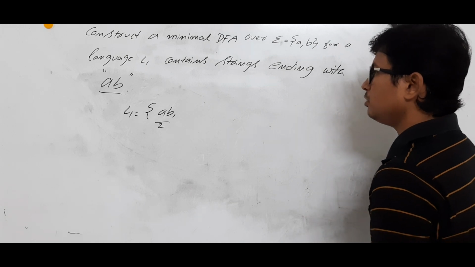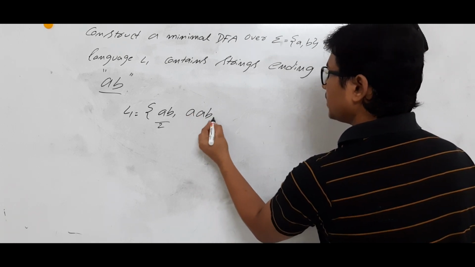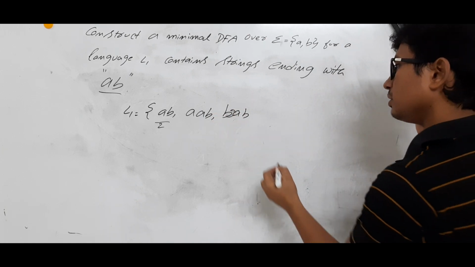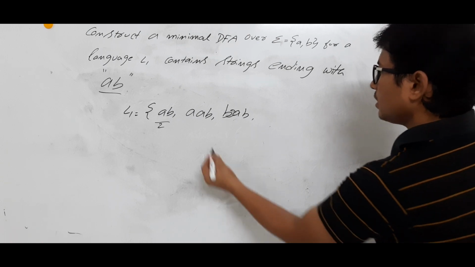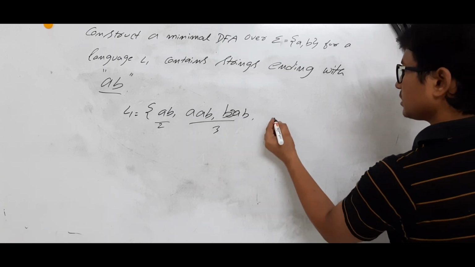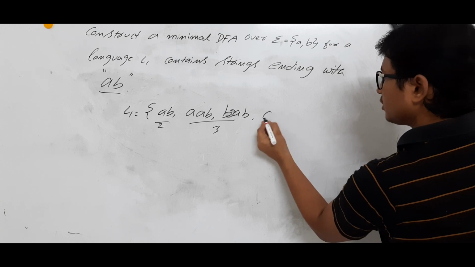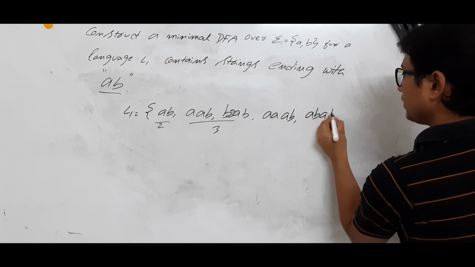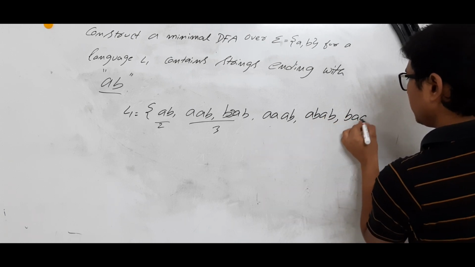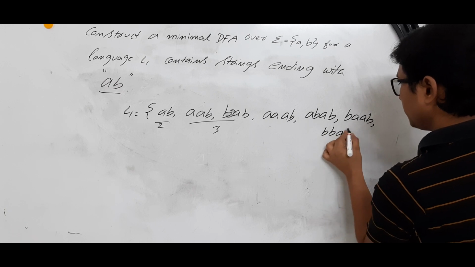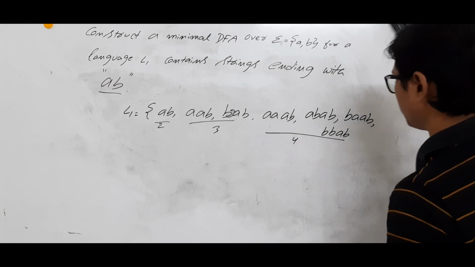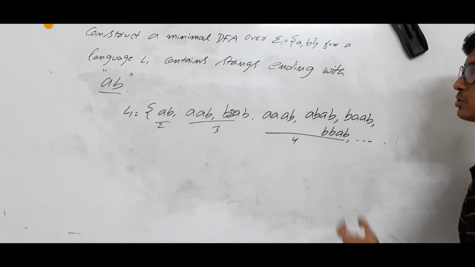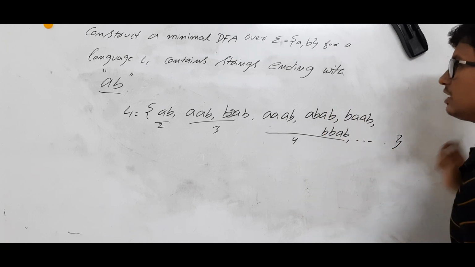What are the strings possible over length 3? AAB, BAB. Okay, these are possible. Now we will see length 4. What are the strings possible over length 4? AAAB, ABAB, BAAB, BBAB. These are the strings possible over length 4. What about length 5? There will be some strings. Length 6, some strings are possible which are ending with AB. So this is an infinite language.